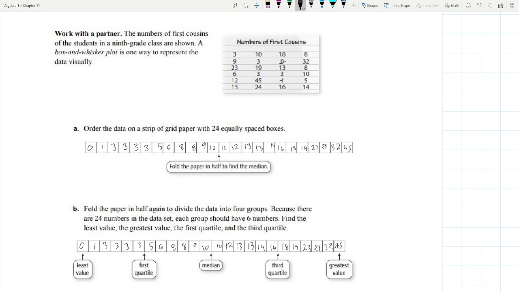And let's see, other important things. Least value, greatest value, those are pretty self-explanatory. Median, it's still just finding the middle, and we'll go into a little bit more detail on that in the lesson to come. That concludes the warm-up.